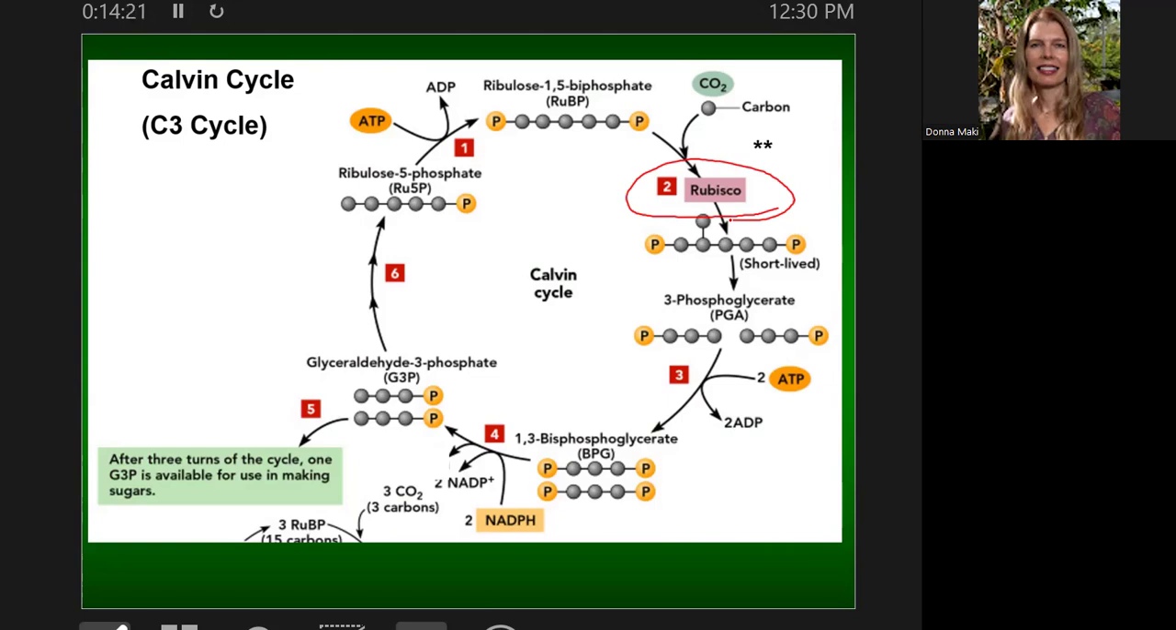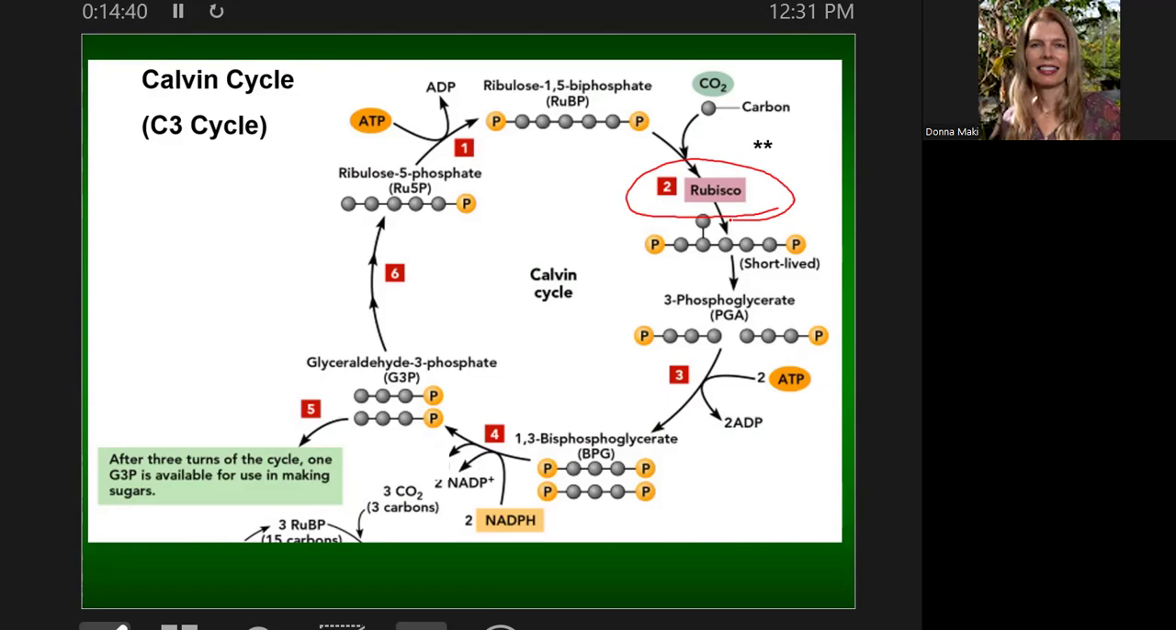So phosphoglycerate, another way to say that is phosphoglyceric acid. Anytime you see -ate in a science word, that usually means it's an acid. So that's why they labeled it PGA. It's the acronym for phosphoglyceric acid. Okay, so that's kind of phase 1 of the Calvin cycle.